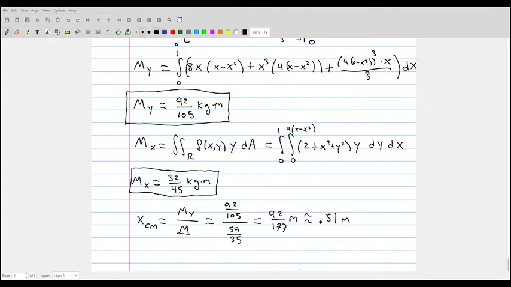0.51 meters. And similarly for the y center of mass, you get that that's Mx over M, which is 32 over 45 divided by 59 over 35, which is exactly equal to 224 over 531 meters, which is approximately 0.42.